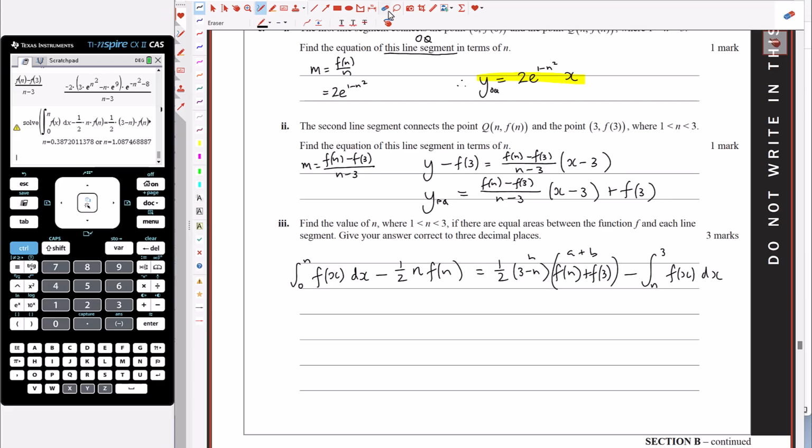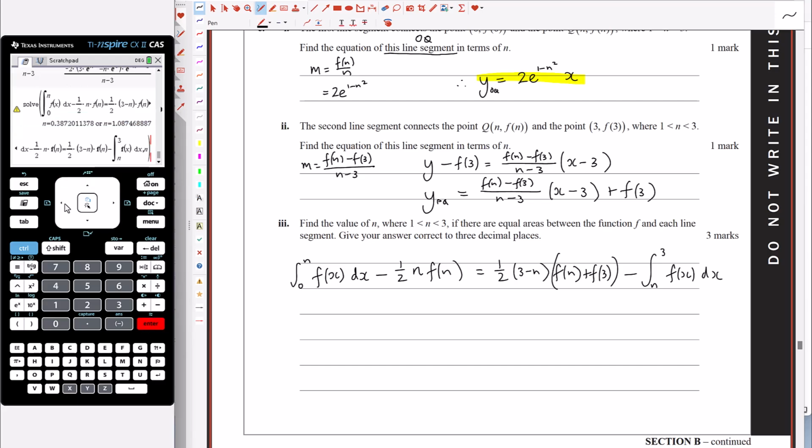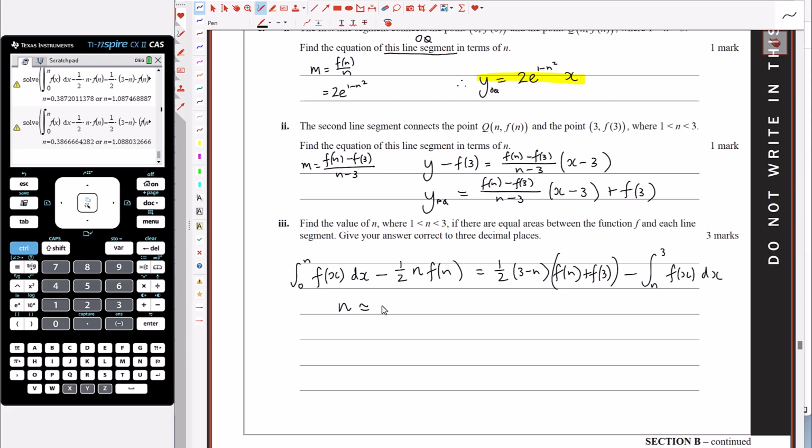Okay, so now let's try editing. It only makes a very, very slight difference because obviously that green area is very close to being a triangle, because f at 3 is very, very small. But it's not quite right. So let's edit this here. This part should be f at n plus f at 3. Let's see how we go. Okay, great. So that's going to give us n is approximately, to 3 decimal places, 1.088, and that is because we ignored the smaller solution because the question told us that n is between 1 and 3.